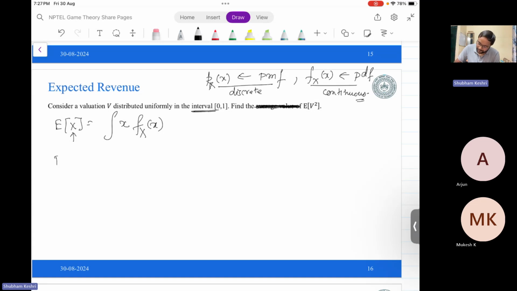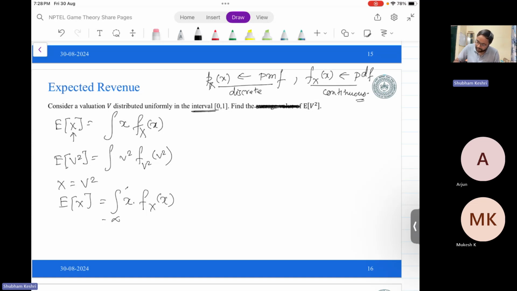Now what we have to calculate is the expected value of v square, right? What will this be? This will be v square f capital V square of v square. Or I can say x is equal to v square. Expected value of x is what? Integration x f capital X of x, from minus infinity to infinity. All the equations I have written are the same things. Is this all right?